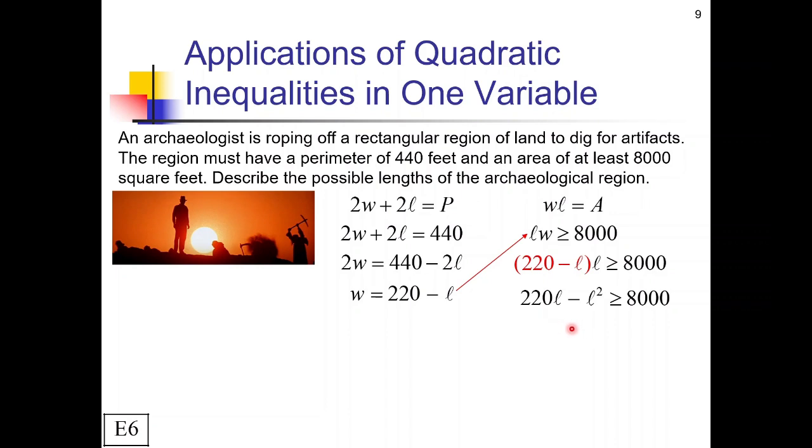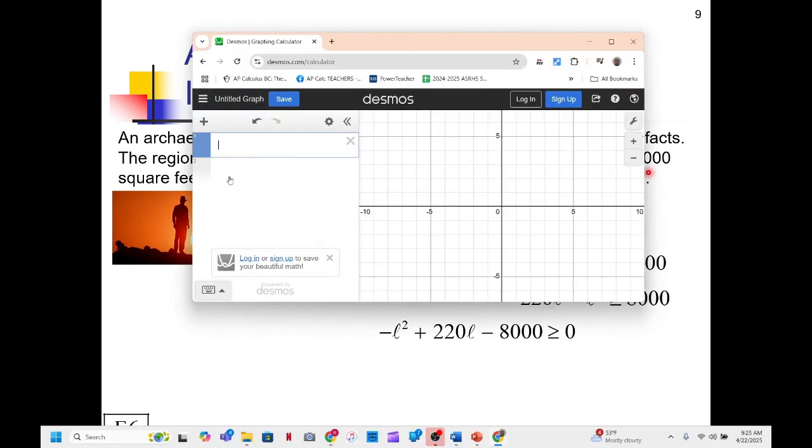And then, going one step further to make this a little bit easier to graph on Desmos, let me subtract 8,000 from both sides. That'll give me negative L squared, if I write this in decreasing order, plus 220L minus 8,000 greater than or equal to 0. All right, to Desmos we go to graph this. So we've got negative x squared, I have to use x's instead of L's here, plus 220x minus 8,000.